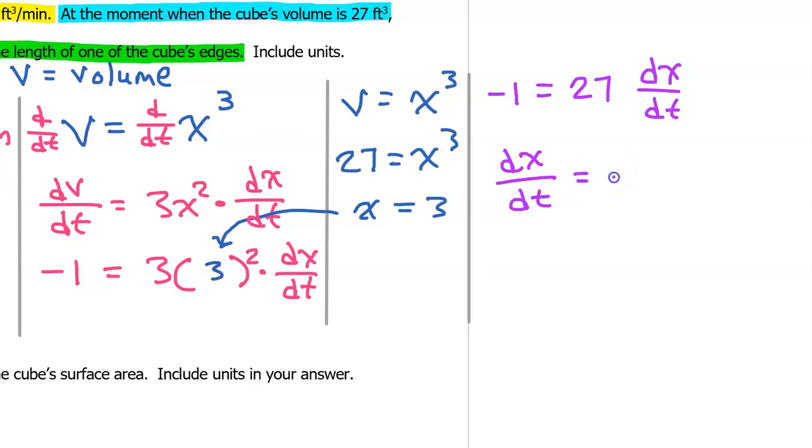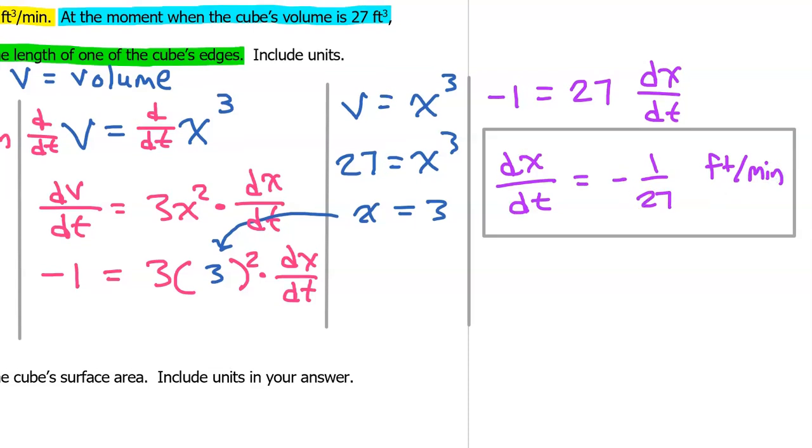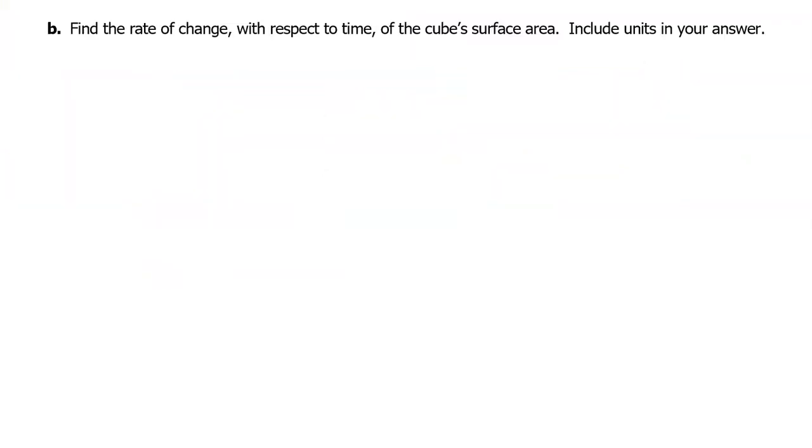is equal to -1/27. And the units of length are in feet, and the units of time were in minutes. So this will be feet per minute. So that is it for part A.